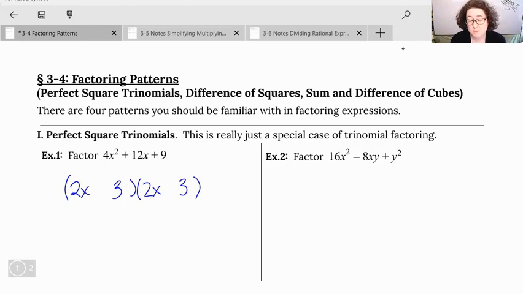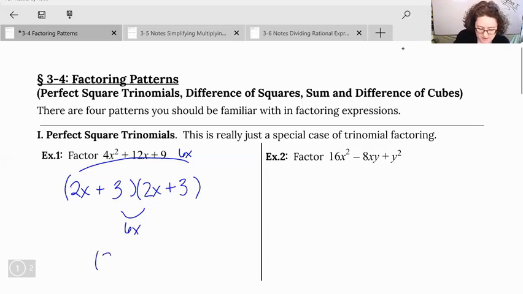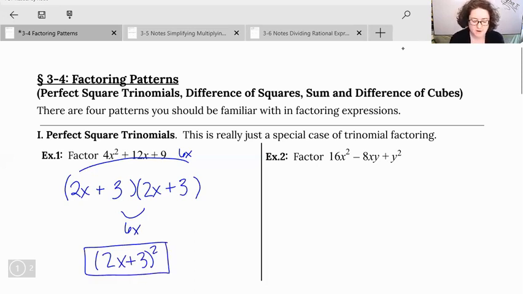And so if I check my multiplications, my inside values multiply to make a 6x. My outside terms also multiply to make a 6x, which would come together to make that positive 12x in the middle. All I need to do is make sure I have positives in both of my factors. But I have exactly the same factor. And that's why we call this a perfect square trinomial, because it is perfectly squaring the expression 2x plus 3 to get, if we multiply that out, 4x squared plus 12x plus 9.